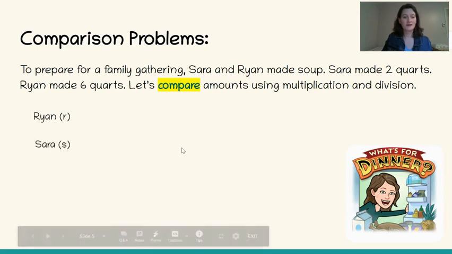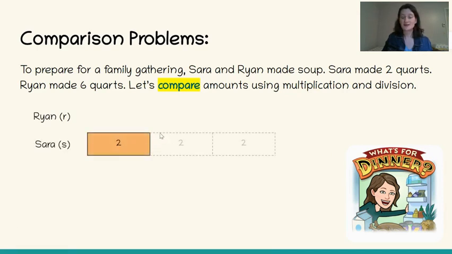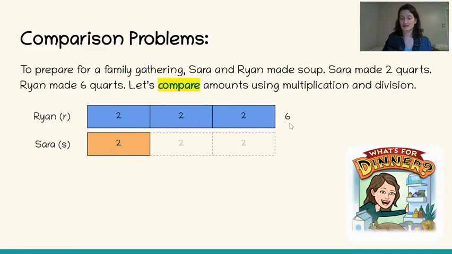So Ryan and Sarah, we know Sarah made 2 quarts. And we know Ryan made 6. And I have split that 6 into groups of 2 because Sarah made 2 quarts. And we always split the bigger number into groups of whatever the smaller number is. Okay, that's how we figure out how many times as many.